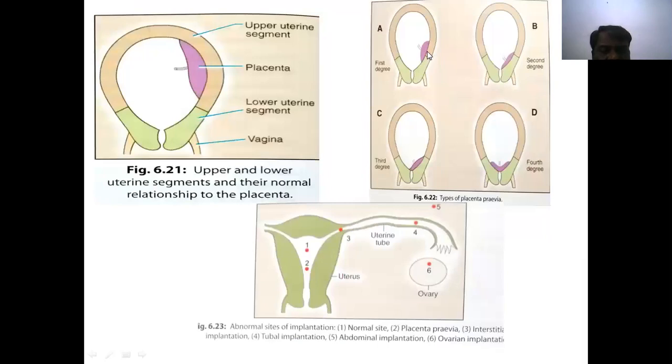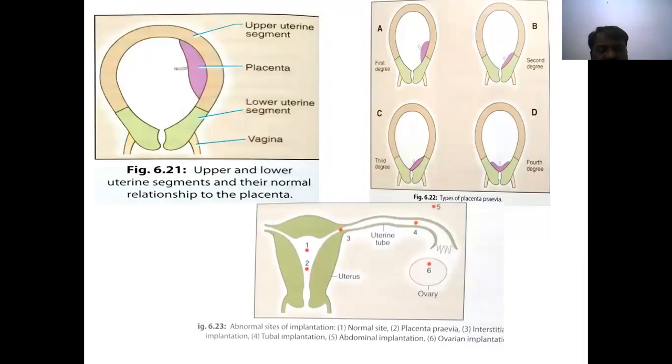So this central, it is going to attach. It is also very difficult. First degree of the placenta previa. Then second degree, the lower segment is what is going to attach. Then third degree, the placenta covers the internal os. Then fourth degree, what happens? It is fully covered to the internal os. It is very difficult to hold in this position.